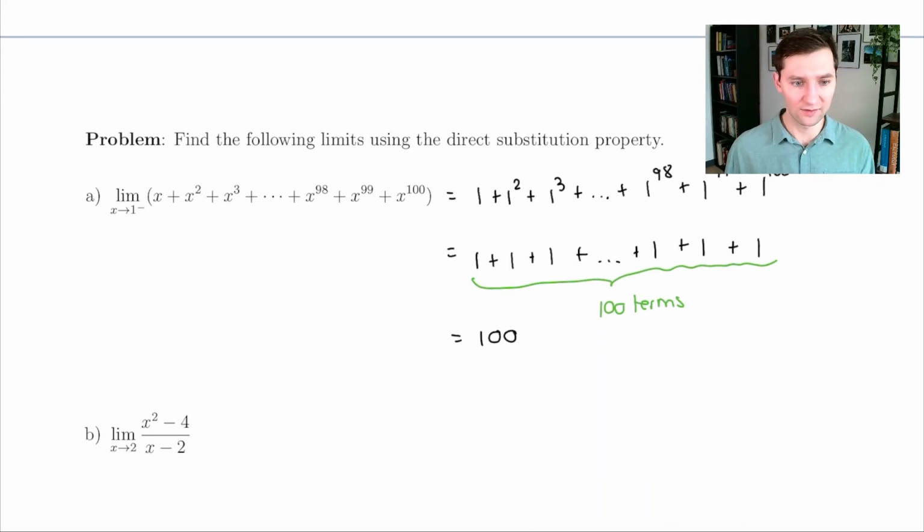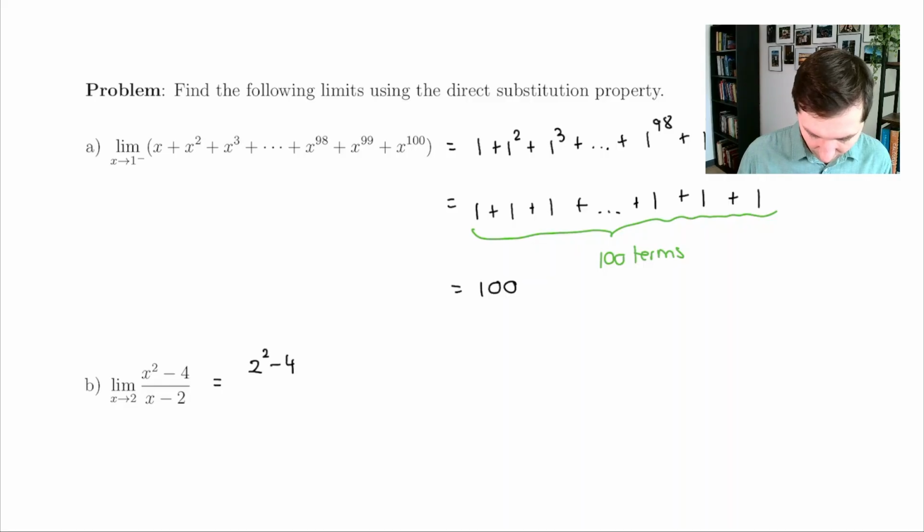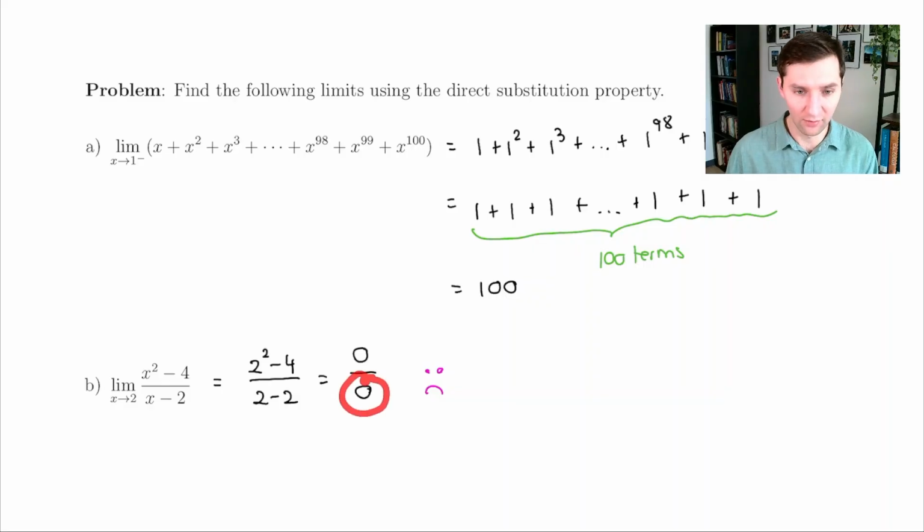Let's try to do this in example B. I have a rational function, polynomial divided by a polynomial. I plug in 2 and see what I get. And I get 2 squared minus 4 divided by 2 minus 2. In the numerator, I get 4 minus 4, that gives me 0. In the denominator, 2 minus 2 gives me 0.